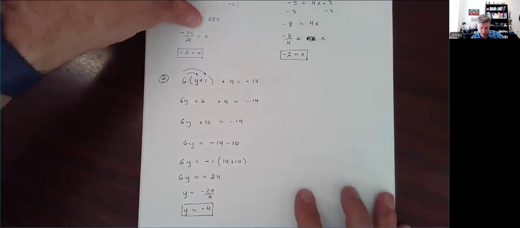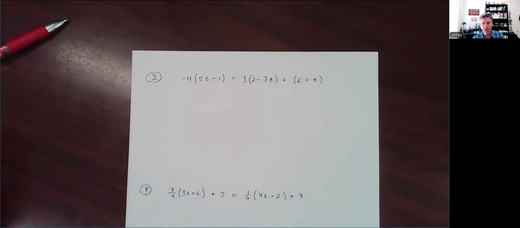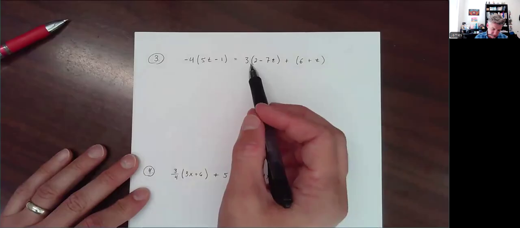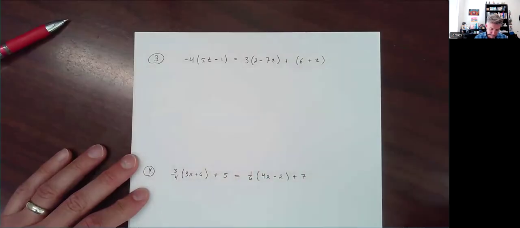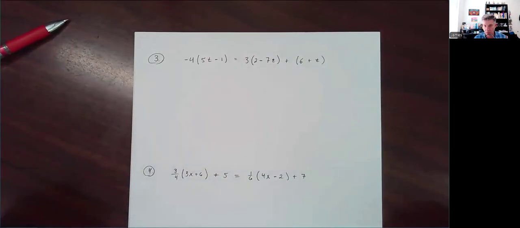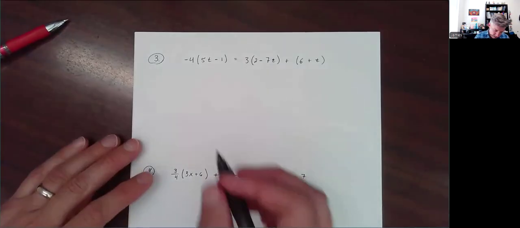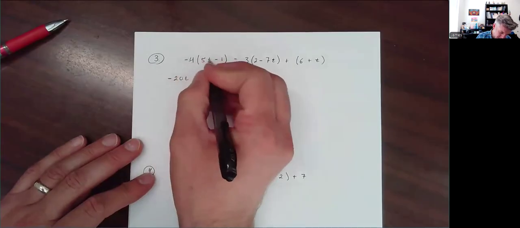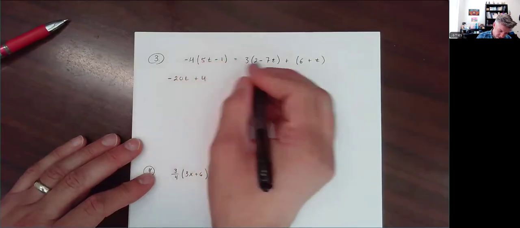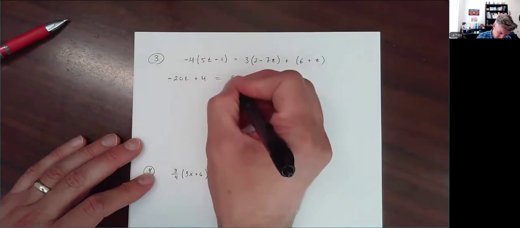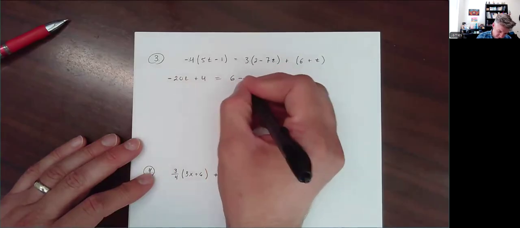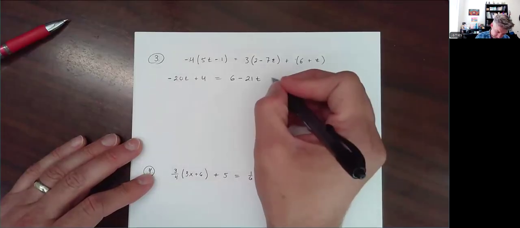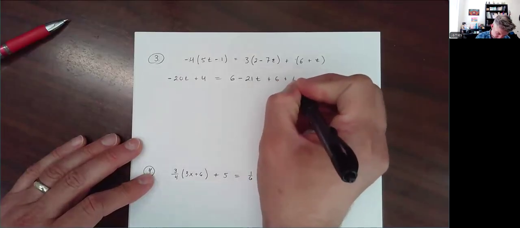All right, a few more problems. Here's another one. -4 times (5t minus 1) equals 3 times (2 minus 7t) plus 6 plus t. So here we're just going to multiply or distribute things out. So -4 times 5t is -20t. -4 times -1 is plus 4. On the right-hand side, we have 3 times 2 is 6. 3 times -7t is -21t. And then here, I didn't have any parentheses. I just have a plus 6 plus t.